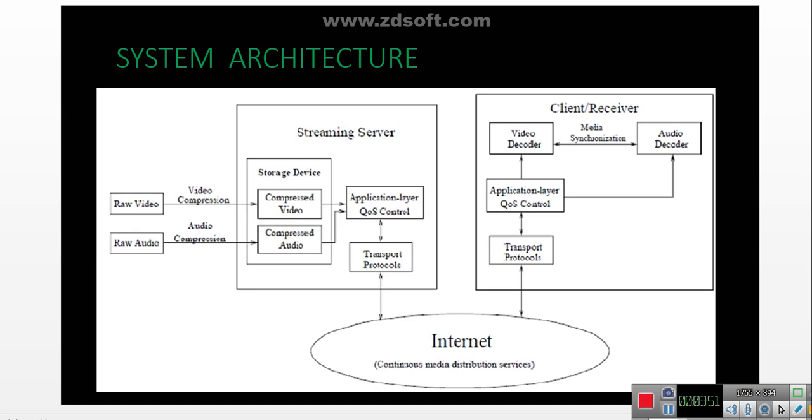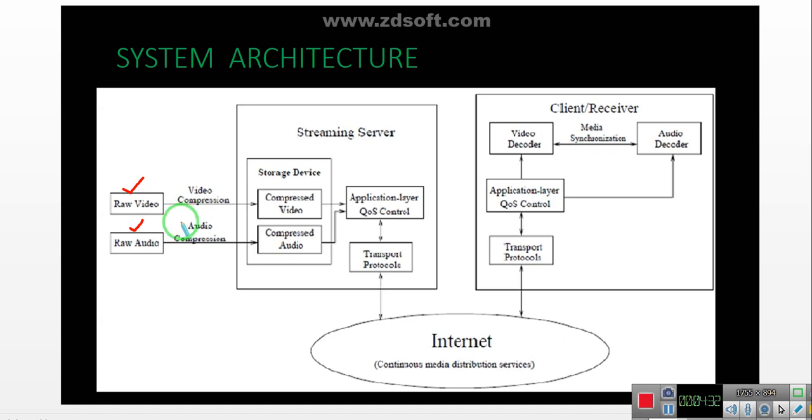Now coming to the system architecture. Just keep in mind this block diagram or model, of how we can make a video from raw material and then how the clients are going to watch it. We have a raw video and a raw audio. First of all, we need to compress our data. The first step is to compress your video and audio.